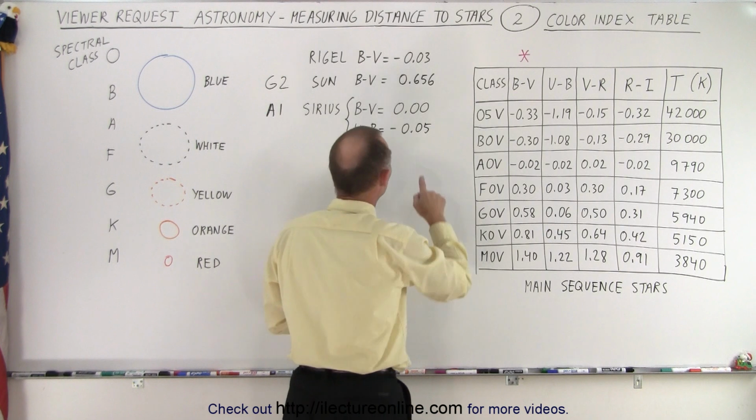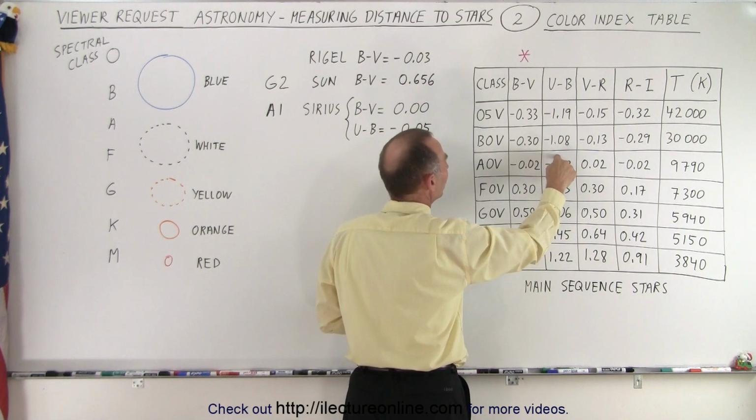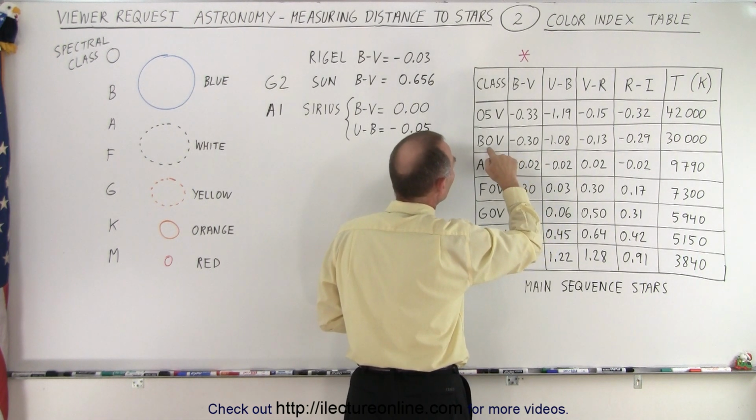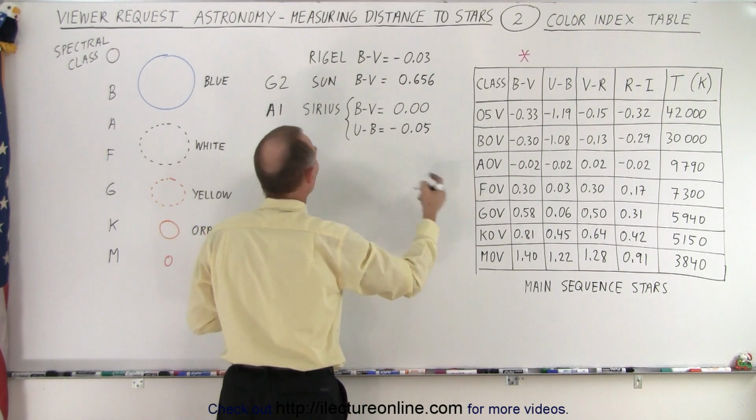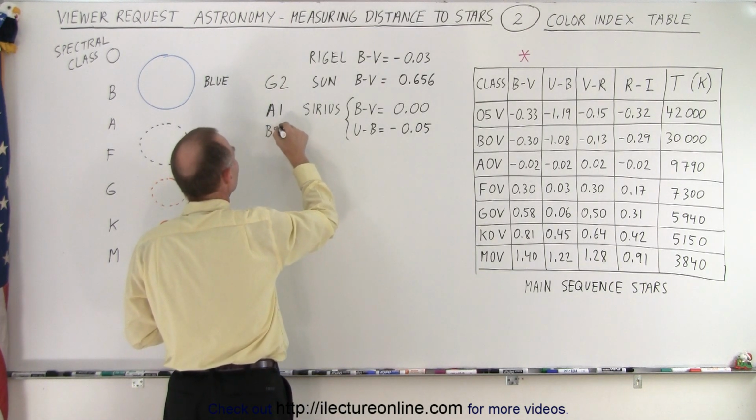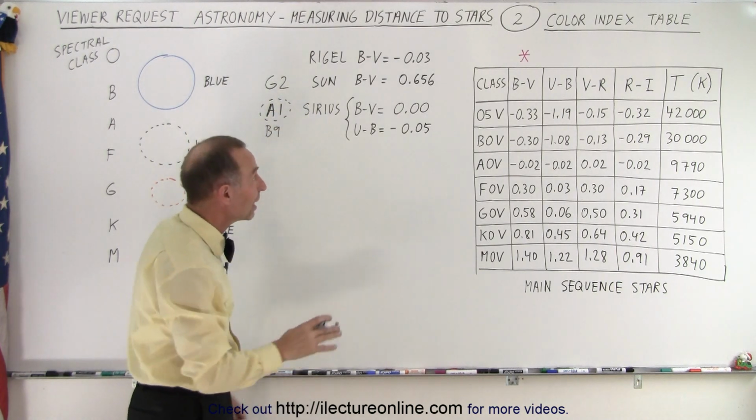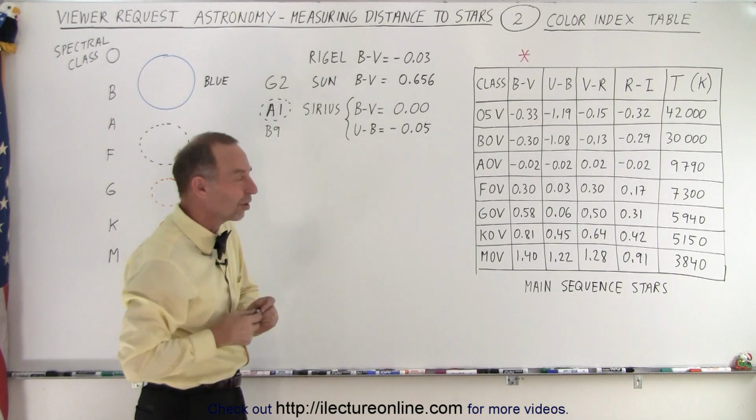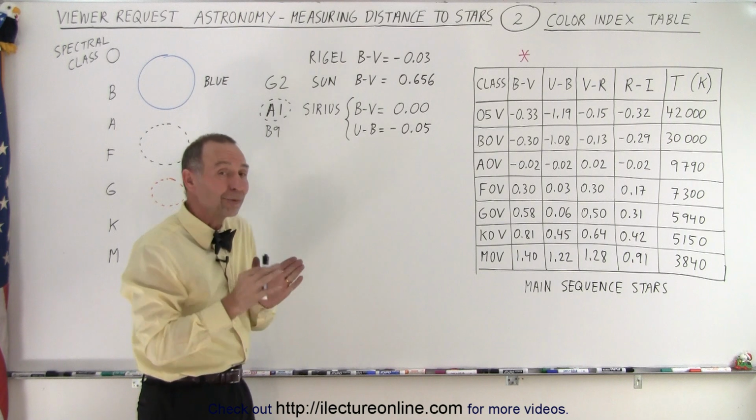But then, if we take the U-B index at minus 0.05, it puts it a little bit higher, it looks more like a B9 type of star. So instead of an A1, it would become a B9. Now Sirius is probably closer to the A1 type of star, so therefore the B-V index seems to get a more accurate result in the type of star that it is. So you can see again, it's not an absolute science.